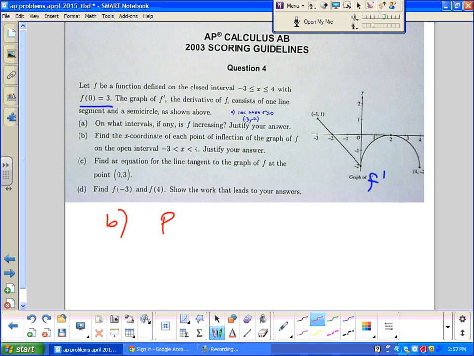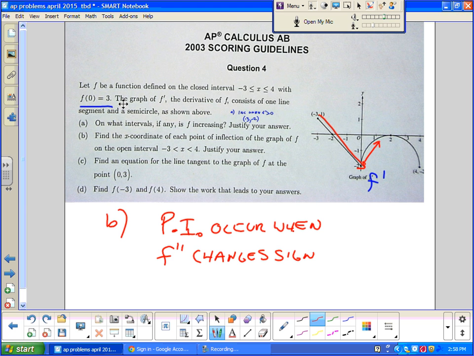Points of inflection occur when f prime prime changes sign. You guys agree? So I see that f prime prime is negative from here to here. You guys agree? And then f prime prime is positive. Because, guys, I'm looking at the shape of the curve now. The slope. Yeah, because I'm looking for the derivative of f prime. So I see a point of inflection at 0. So there's one at x equals 0.